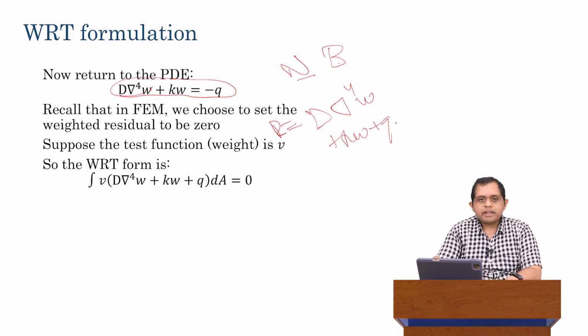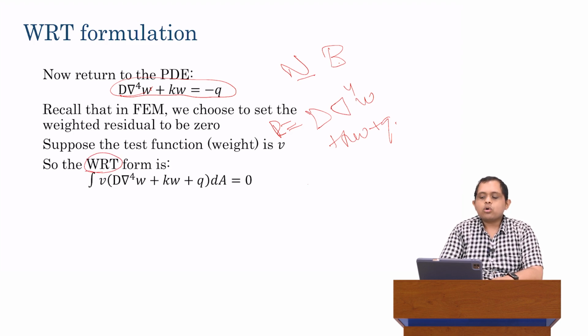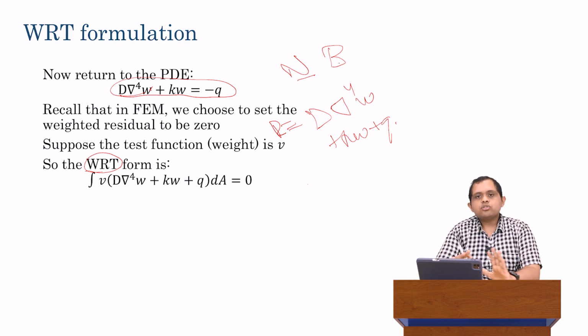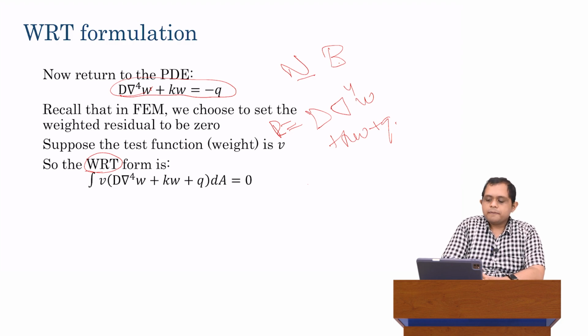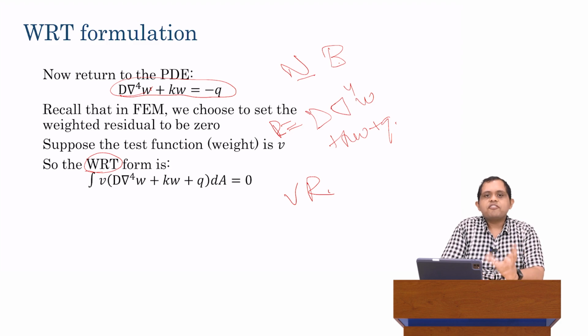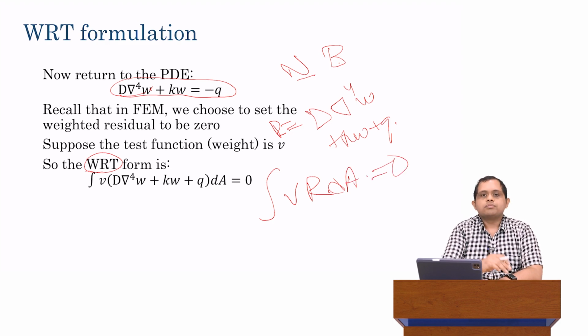In the finite element method, we use a particular method called the weighted residual technique, WRT, where we assume that the residual is not 0, but the weighted residual throughout the whole domain is 0. In other words, if we take the residual R, we multiply it by some V, where V is some weight function, and we integrate it over the entire domain, so I'm going to integrate over dA. We would like this term to be 0.